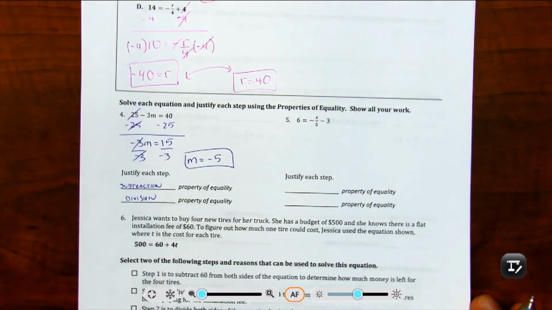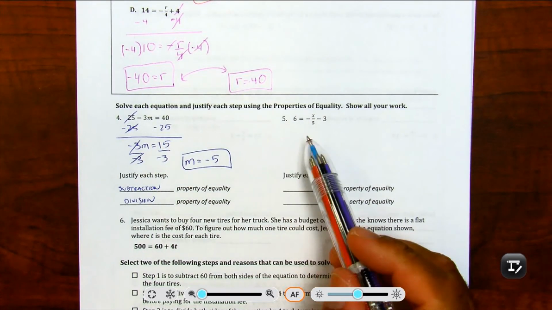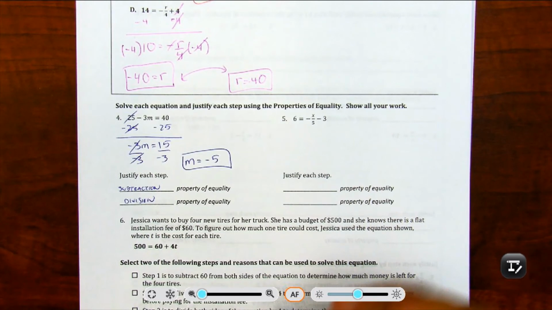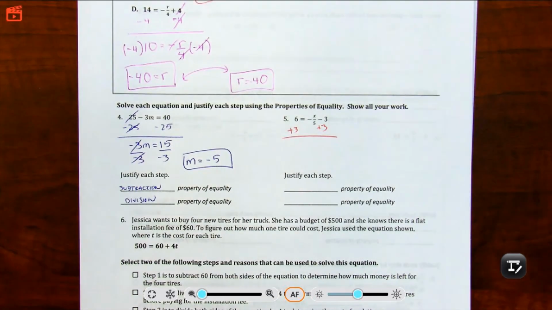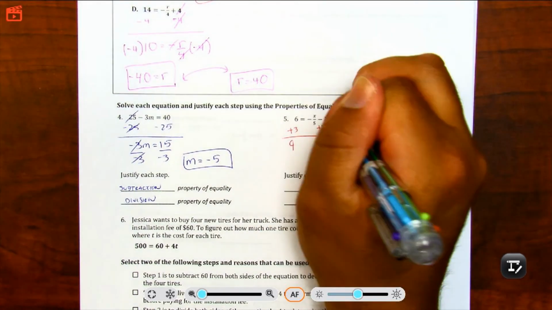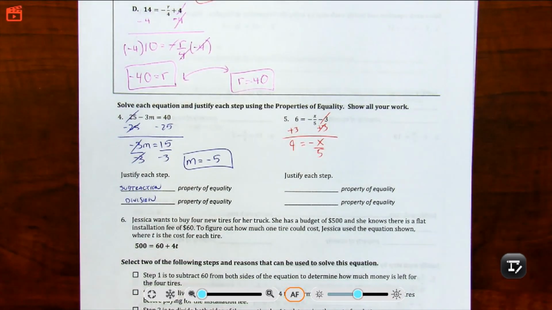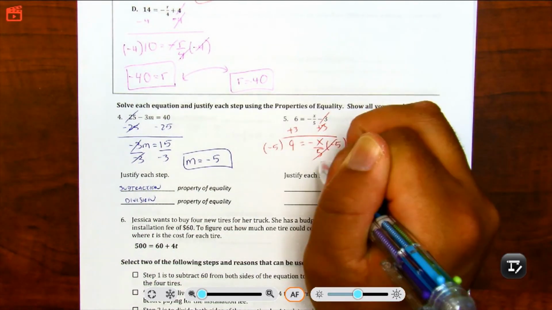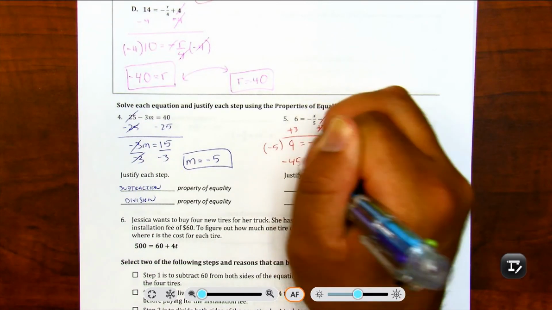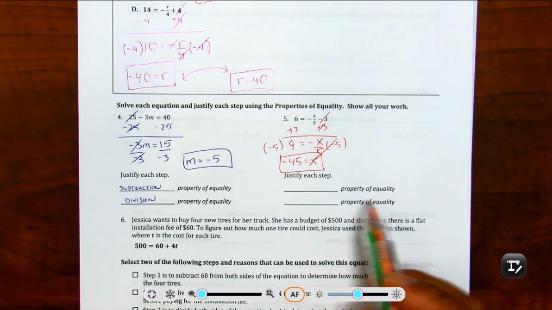Okay, for number 5, we need to move the negative 3 to the left side. So we're going to add 3 here and add 3 to the 6. 6 plus 3 is 9. So we have 9 is equal to negative x over 5. We're going to multiply both sides by negative 5. And negative 45 is equal to x. Properties that we use: addition, and then we use multiplication.